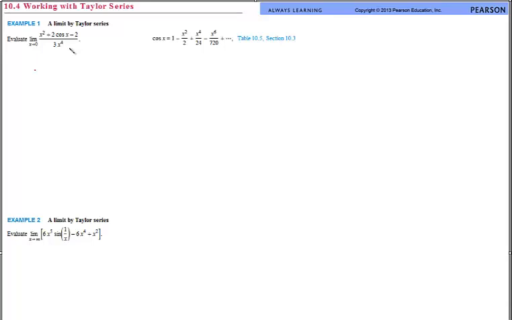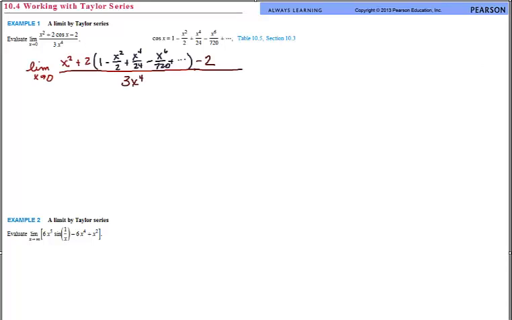So what we're going to do instead is use the Maclaurin series that we found in section 10.3, and this is an approximation for cosine x. We're going to substitute that in directly for cosine x and see if we can get our limit in that way. So let me write that down. And here's what that substitution looks like, and we have a little simplifying that we can do.